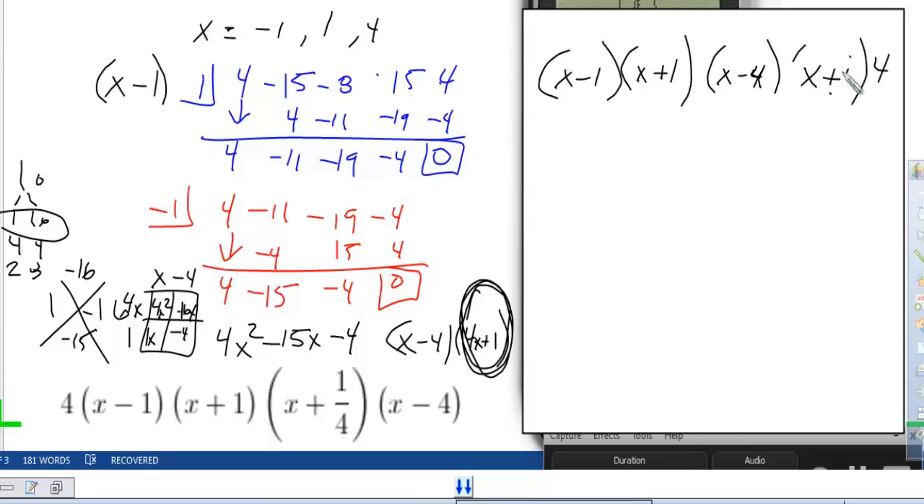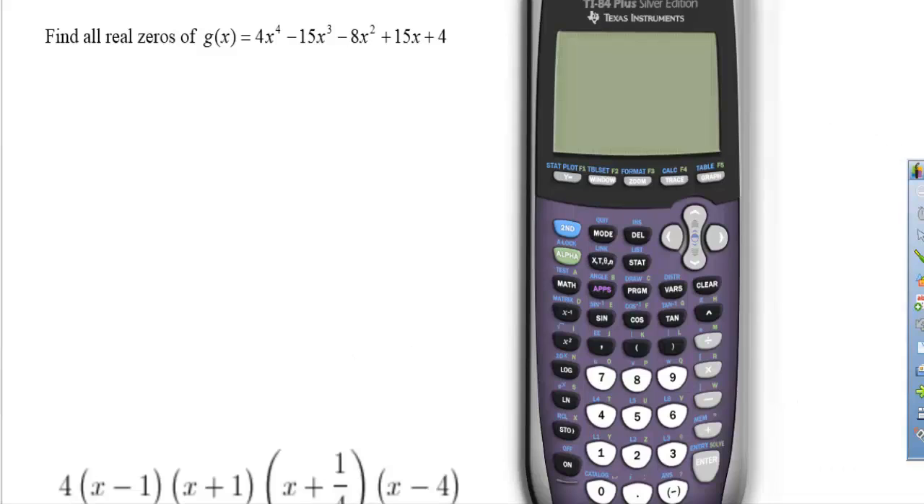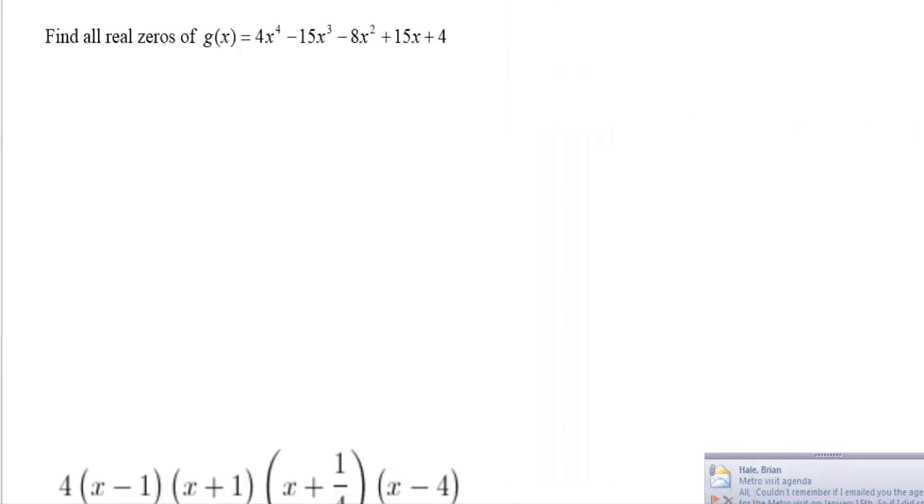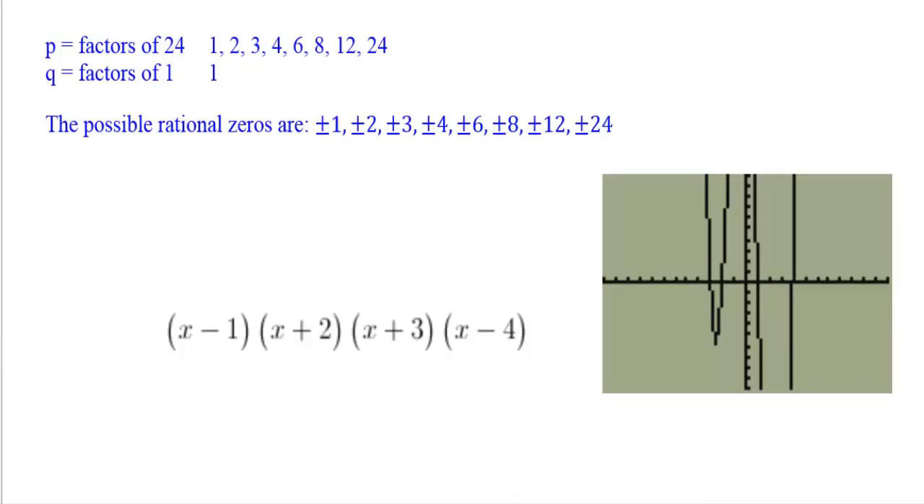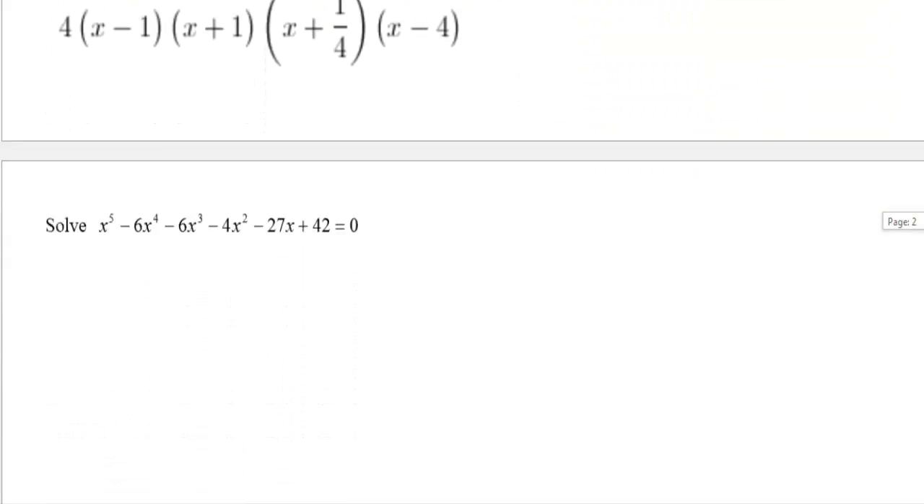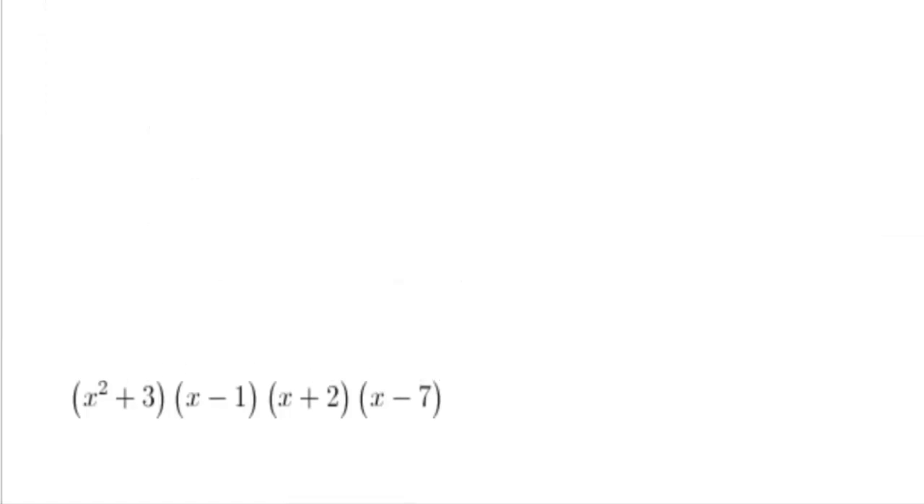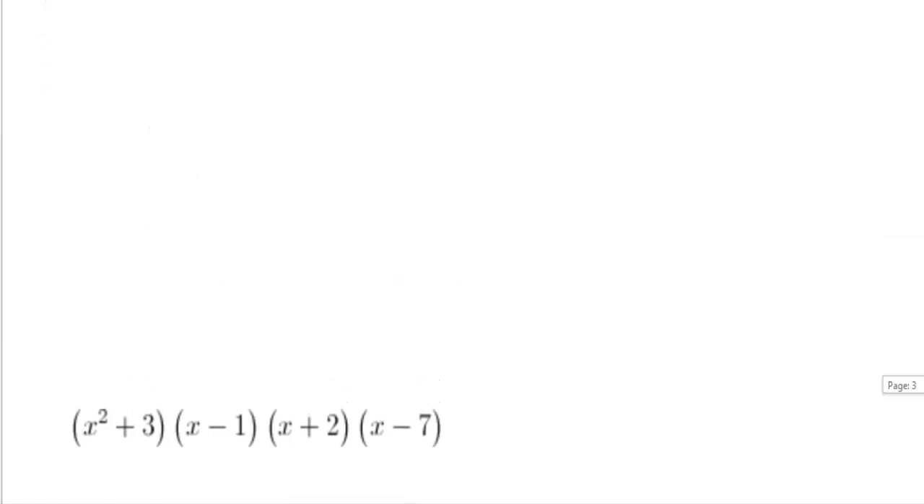Okay? So that's the full process, taking P over Q, using them as the ratios in order to find the real zeros, and then using synthetic division to remove the ones that you can see until you get down to a quadratic, where then you can use the quadratic formula, completing the square, or factoring in order to find the actual solution. So let's take a look at one more here. We'll go through the full steps again.